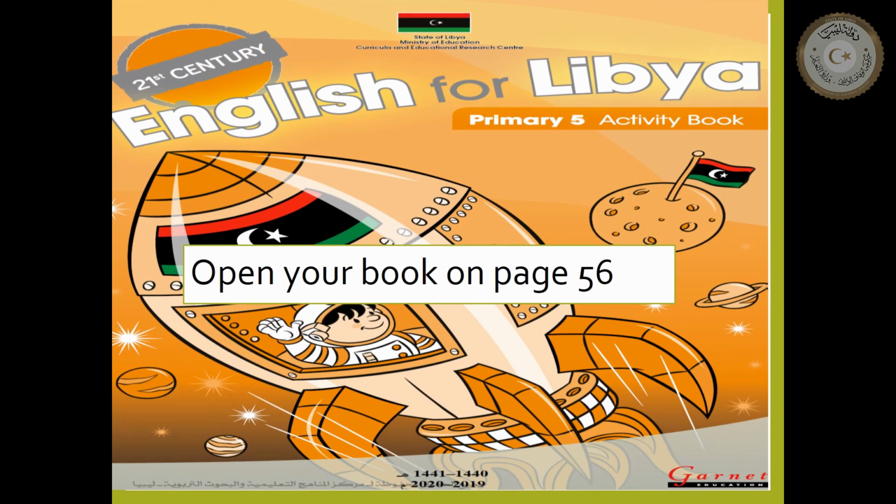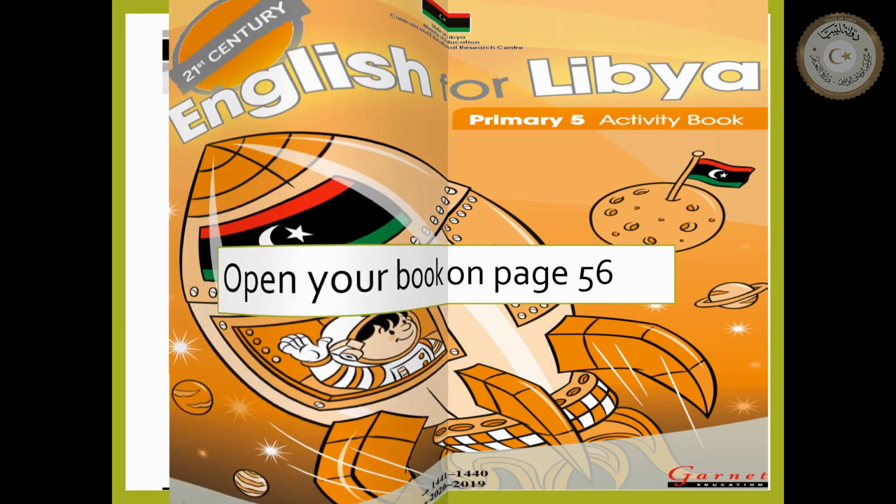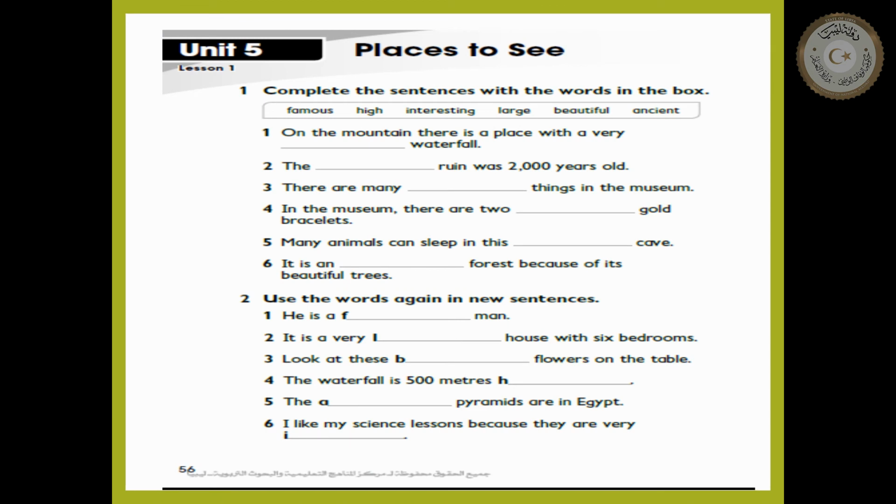Okay, so English for Libya Primary 5 activity book. We finished with the pupil's book and we are ready to start our activity book. Open your book on page 56. Can you see? We have number 1 and number 2, Places to see. The first one, complete the sentence with the words in the box, and use the words again in a new sentence. Ready? So now we'll start with number 1.